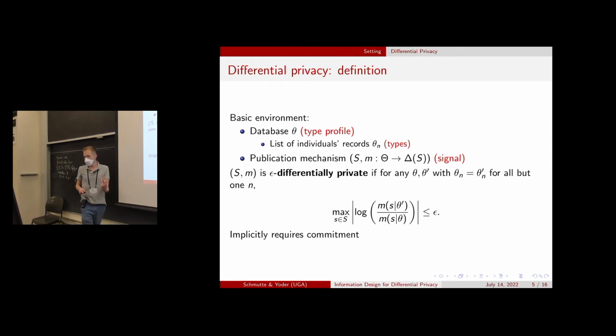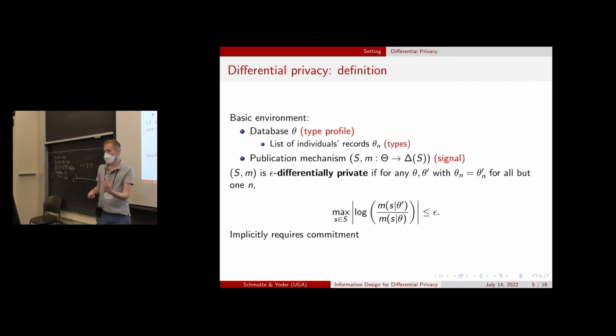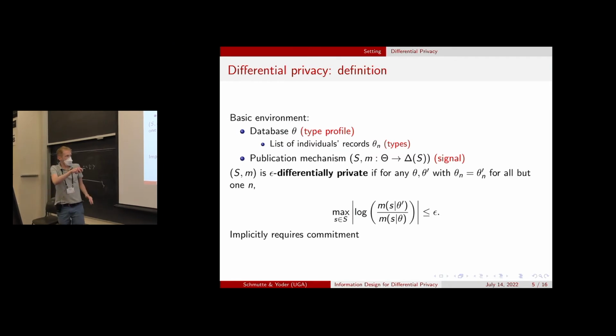Now, importantly, this criterion requires a designer to commit to the mechanism without accessing the data, because we're comparing the probability of a given output across counterfactual databases. So there's no way I can prove that the log probability of this output would be within epsilon under this counterfactual database if I could have chosen a different mechanism had the database been different. So I'm implicitly required to commit to a data publication mechanism.